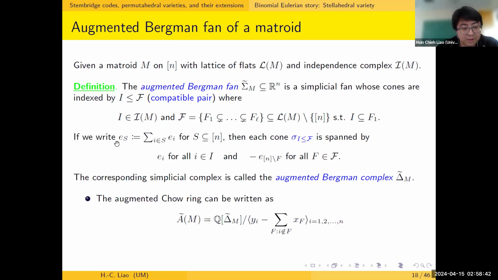If we write e_S as the sum of e_i for i in S, for any subset S of 1 through n, then each cone indexed by this compatible pair (I, F) is spanned by the vectors e_i for those i inside the independent set, and minus e_{complement of F} for all the flats F in the chain, curly F. And in this case, the corresponding simplicial complex is the augmented Bergman complex. Also, this augmented Chow ring is actually the Stanley-Reisner ring of this augmented Bergman complex, modding out this linear form.